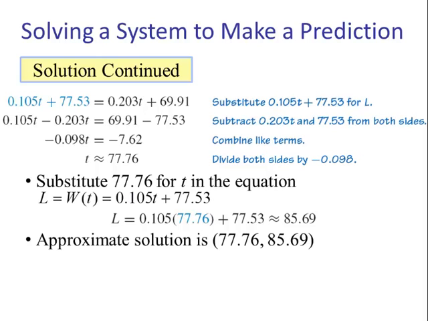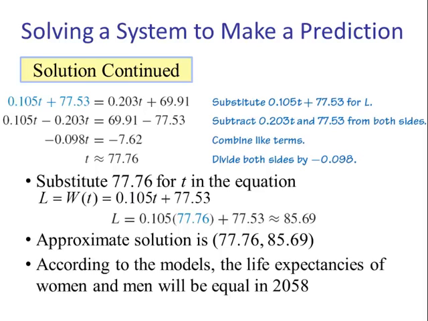So the approximate solution is 77.76, 85.69. So we would say, according to the models, the life expectancies of men and women will be equal in about 78 years plus 1980, which would be 2058. At that time, the average life expectancy for both men and women will be 85.69 years.